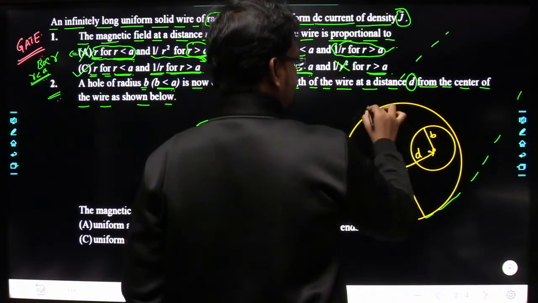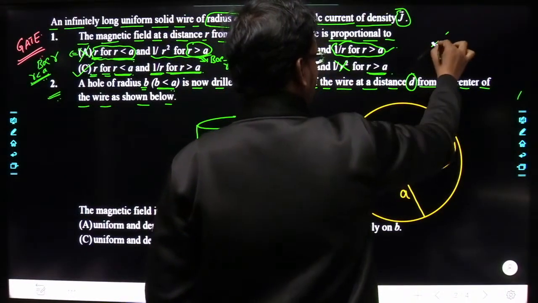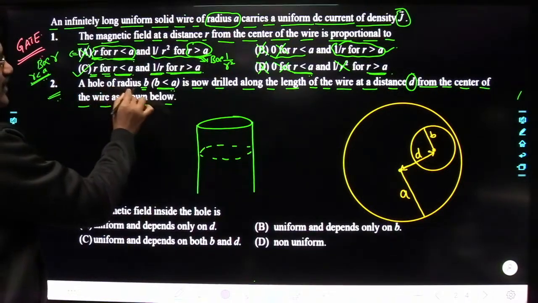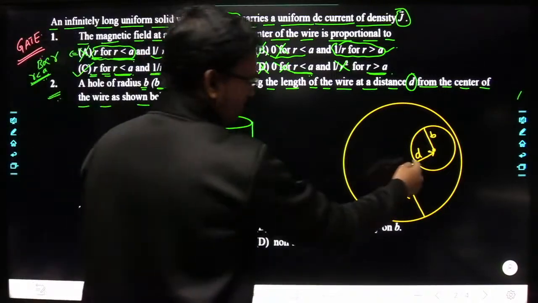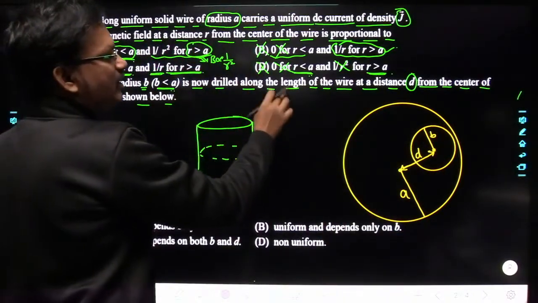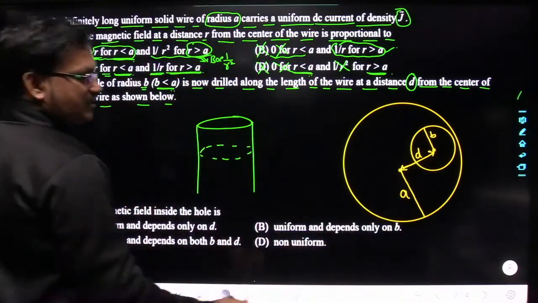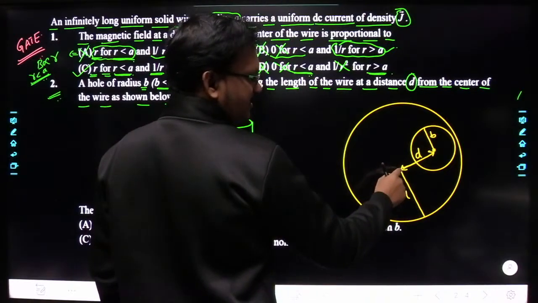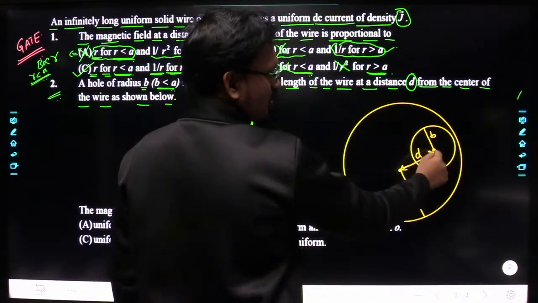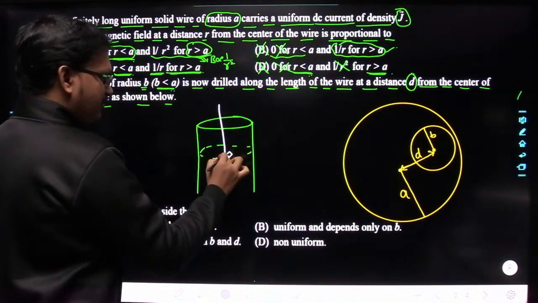This is just the cross section of the cylindrical wire that they have given. So what they are saying here is a hole of radius B, where B is less than A. This is the hole here, a hole of radius B which is less than A, is now drilled along the length of the wire at a distance D from the center of the wire. Let us say this is the center of the wire. So at a distance D from the center of the wire, you have a hole here of radius B. So what they have done here is you have a cylindrical wire like this.